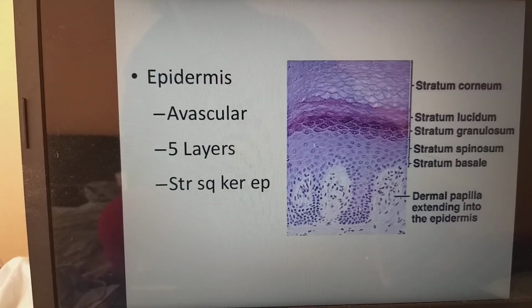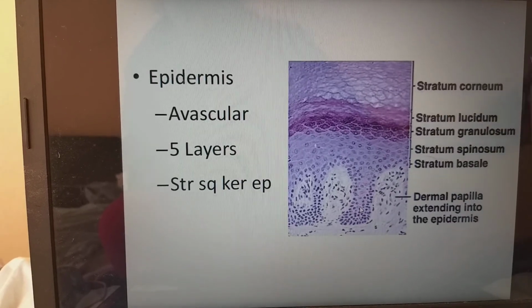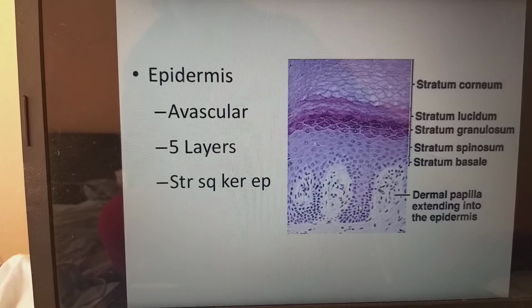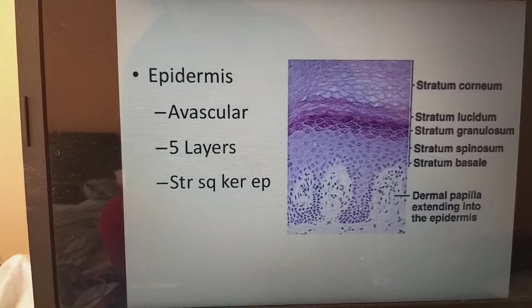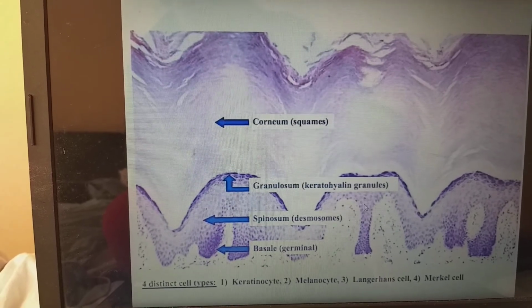For the dermis we have 2 layers. For the epidermis we have 5 layers. Once again: stratum corneum, stratum lucidum, stratum granulosum, stratum spinosum and stratum basale. So these are again the layers.